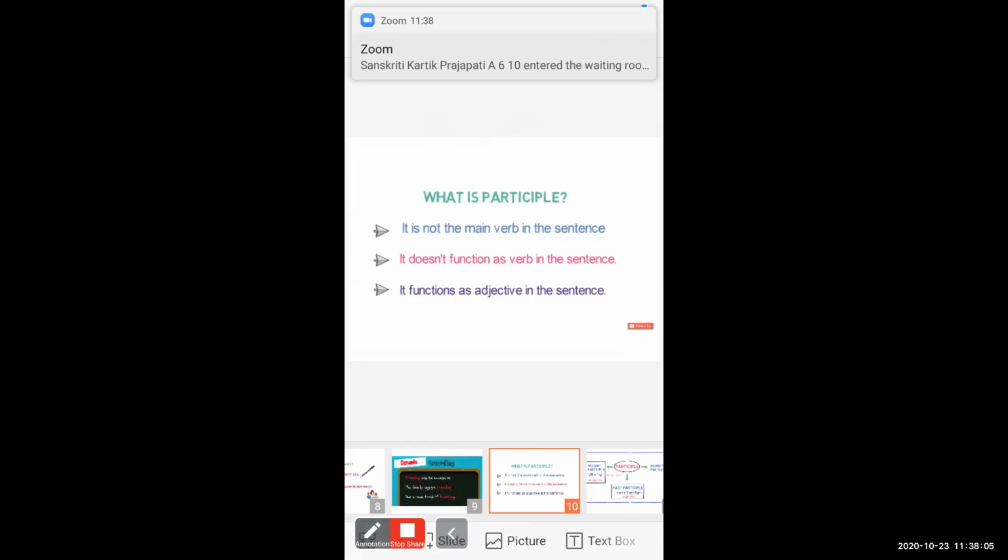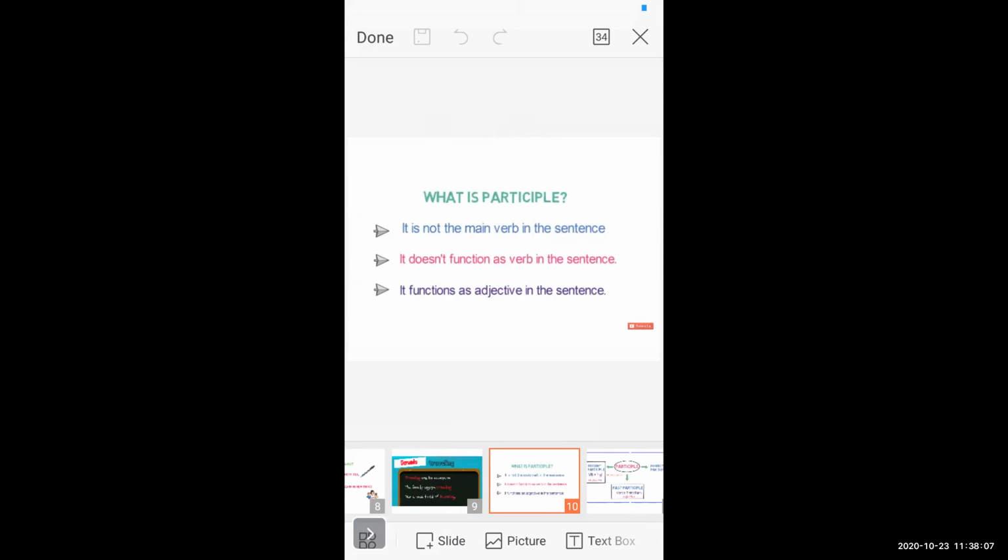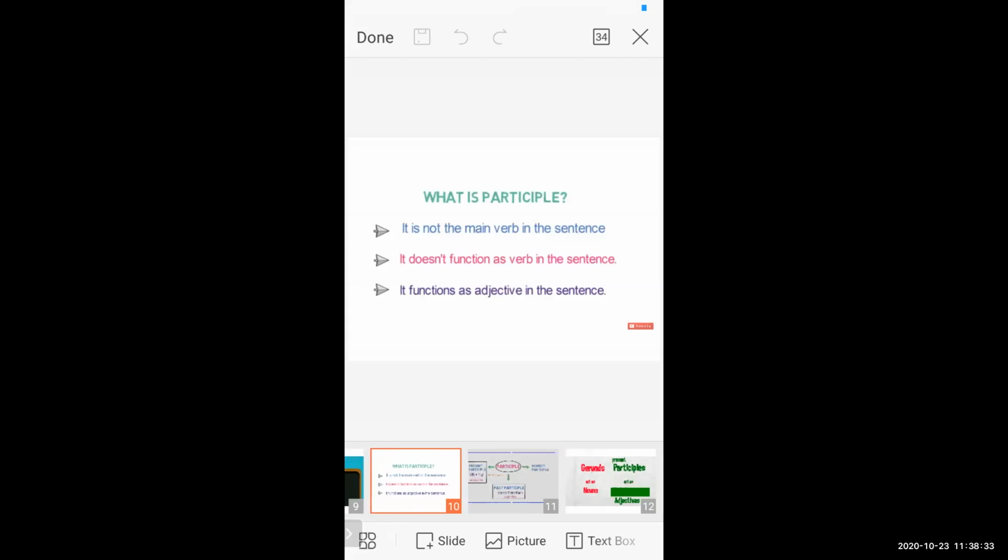Now what is a participle? We have come to know about the gerund. Now we have to see what a participle is. A participle does not act as a main verb, and it does not function as a verb in the sentence. It functions as an adjective in the sentence.